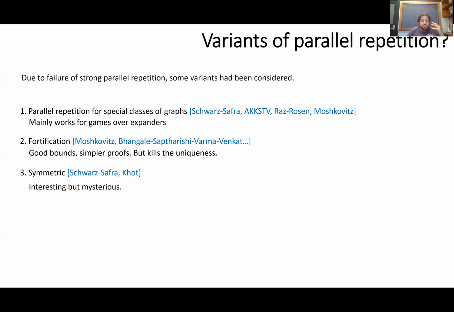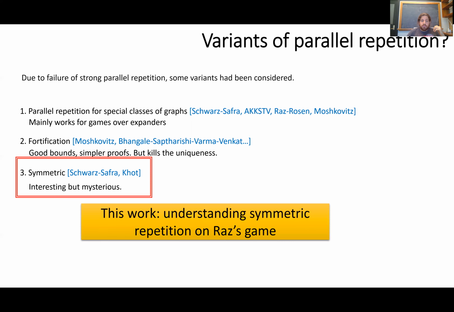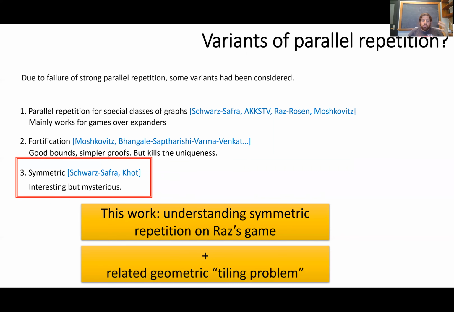And finally, there is this variant which is called symmetric parallel repetition, which is very interesting, but it's mysterious. It's not clear what it does. And the main motivation for our work was to try to begin to understand this symmetric variant of parallel repetition. More precisely, we try to understand what happens in the odd cycle game of Raz under symmetric parallel repetition. To be more precise, we study a geometric tiling problem that is very much related to it. We get a tight bound for that, and then we derive some corollaries for the odd cycle game of Raz.